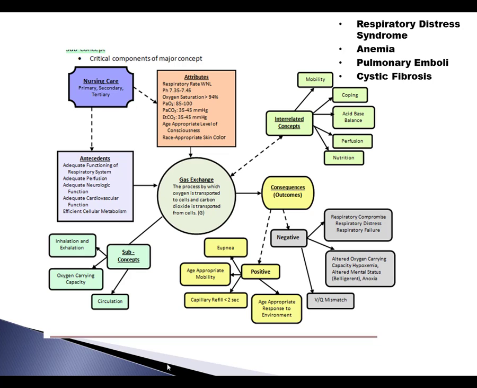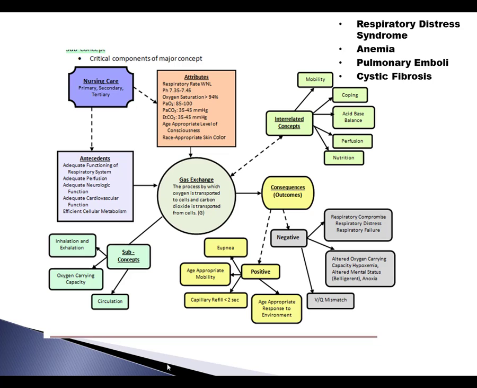Acid-base balance, how does that relate to our exchange of oxygen and CO2? Perfusion, how is our body moving things around, how is it moving those red blood cells around? And nutrition, and how does that affect the building of red blood cells? How does that affect our patient with cystic fibrosis, and how does that affect our patient with acute respiratory distress syndrome? And then consequences.